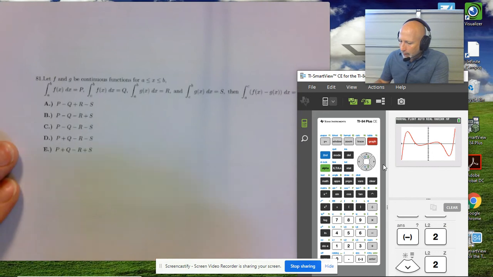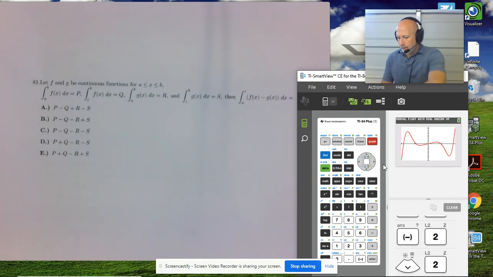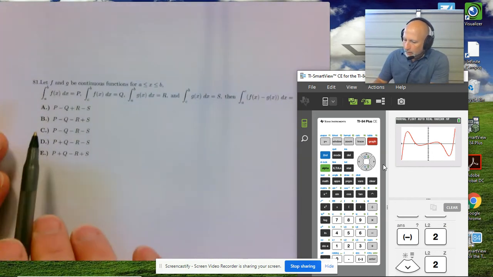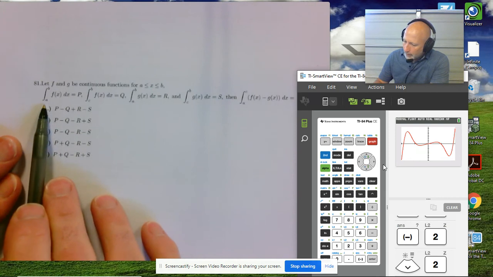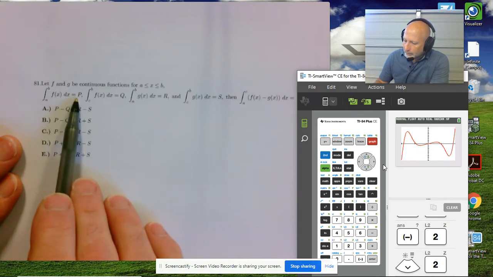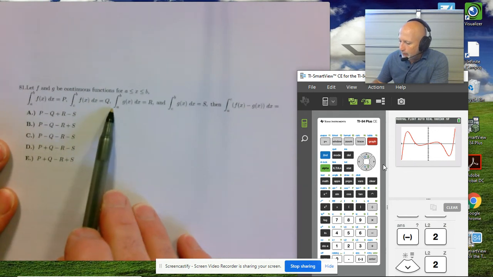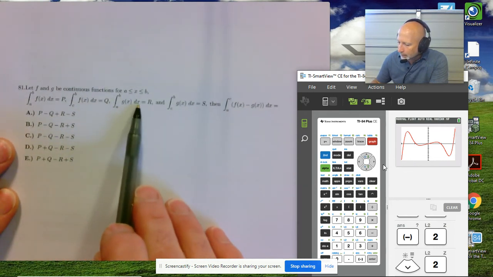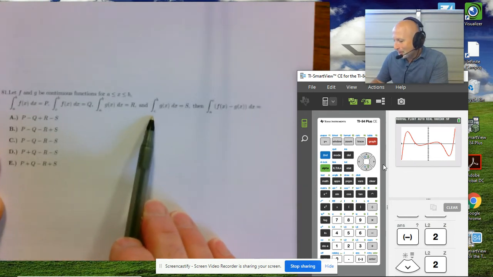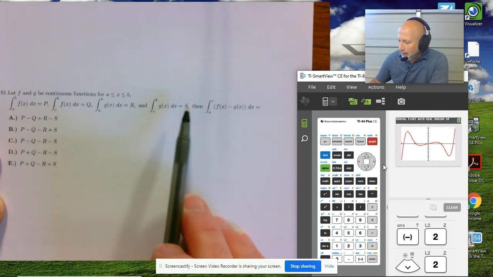Okay, last one, 81. Let f and g be continuous functions on the interval from a to b. If the integral of f of x dx equals p, the integral from c to b of f of x dx equals q, the integral from a to b of g of x dx equals r, and the integral from a to b of g of x is equal to s.